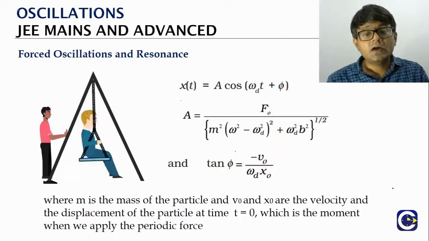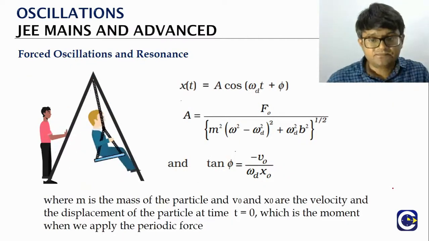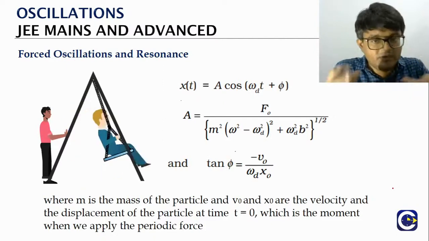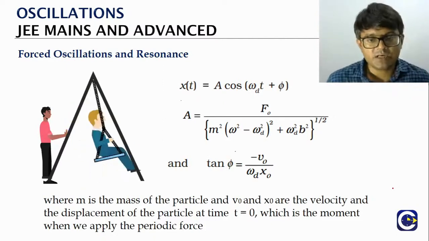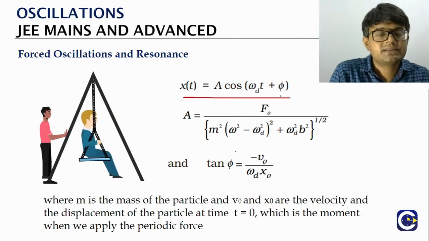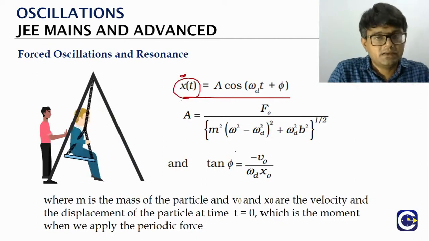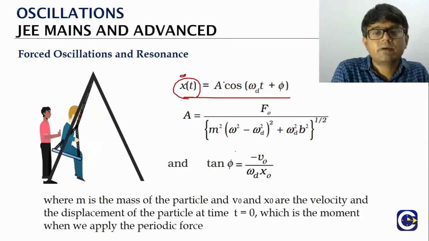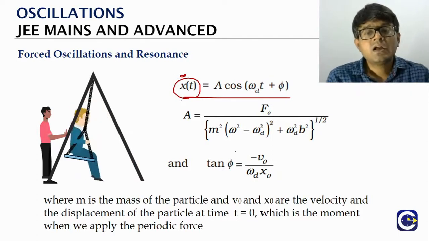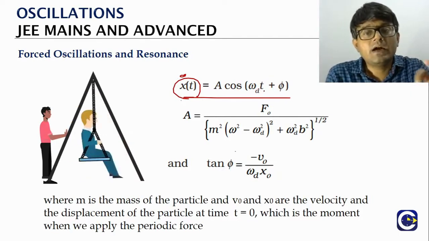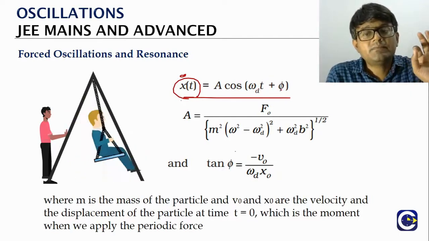Now the solution of that, again, that's a differential equation. We will not go into the details of how the solution comes. The final solution is going to be like this. The position of the particle, how it changes with respect to time, will be given by A into cos of omega d into t plus phi.